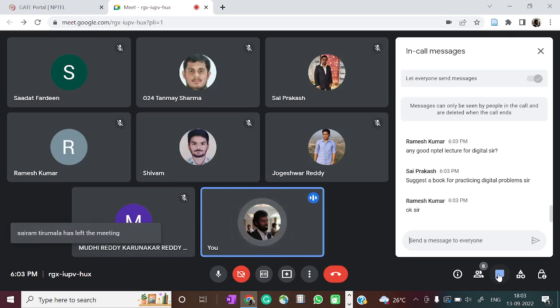Yes, Sai Prakash, there are two books you can use. If you want to practice problems, I can recommend Schaum's series, or you can have Morris Mano for some of the concepts related to sequential circuit design. There is also Fundamentals of Digital Logic Circuits by Anand Kumar. You can use that book, and then you can use Schaum's series. There's a hell of a lot of material for practicing.